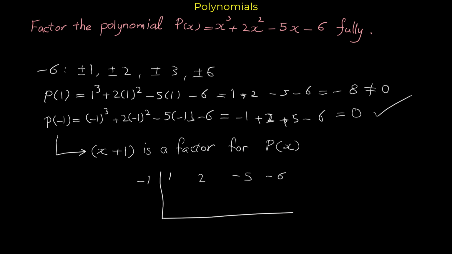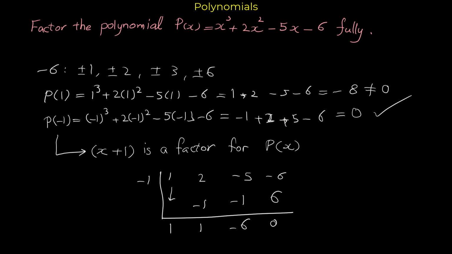Based on the synthetic division, we drop this 1. It goes here. 1 times -1 is -1. 2 plus -1 is 1. 1 times -1 is again -1. -5 plus -1 would be -6. -6 times -1 is 6. -6 plus 6 is 0. As we expected, the remainder is 0. We know that it should be 0 because with the factor theorem we got remainder 0.